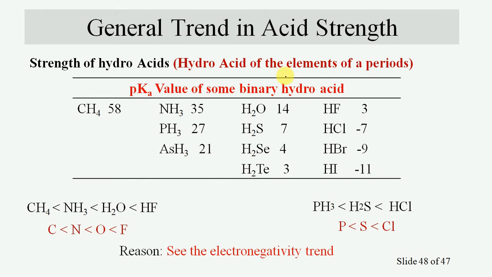Acid strength of binary hydroacids increases on going from left to right across a period. When we move from left to right in a period, the acidic strength is going to increase. The pK values of some hydroacids are given in this table. These are the pK values for these binary hydroacids, and the lowest pK value belongs to hydrogen fluoride.